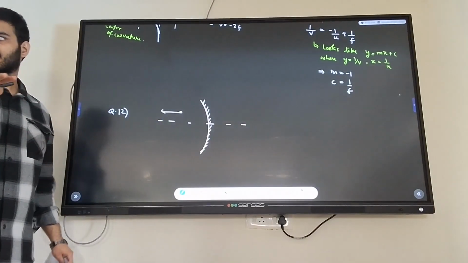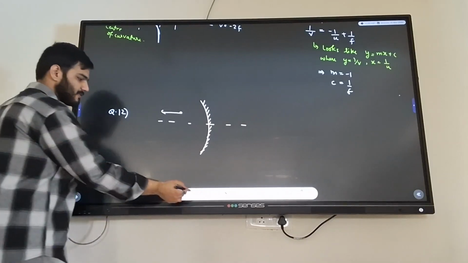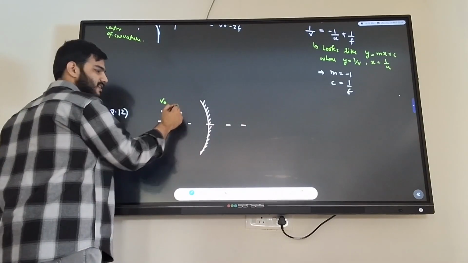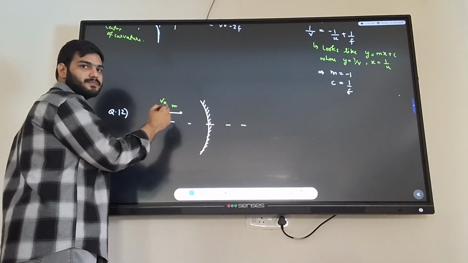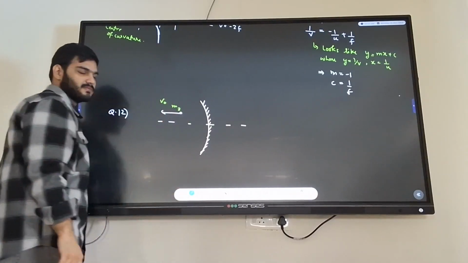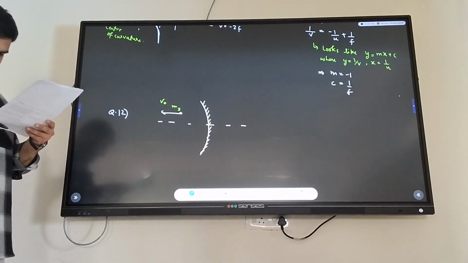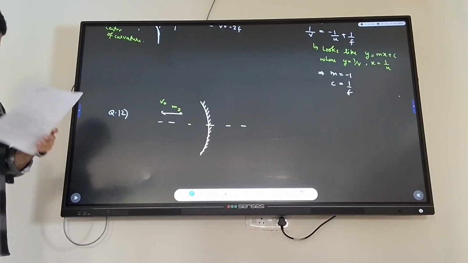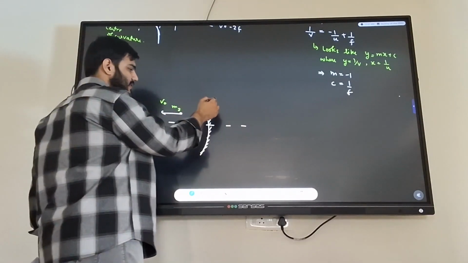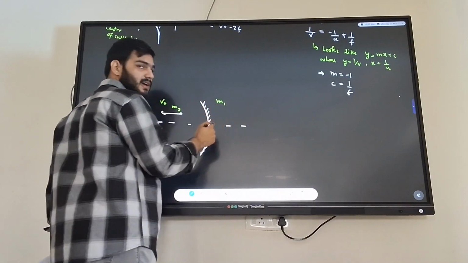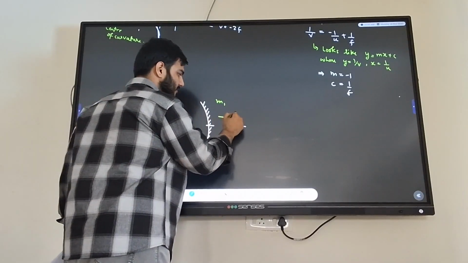Along the principal axis, right? With some velocity v0. And what is the mass? Is it m1 or m2? m2, good. And there will be a gun of mass m1 and there will be some recoil velocity v1.